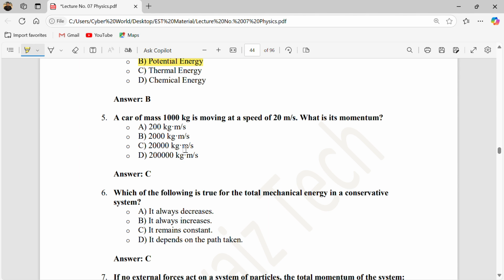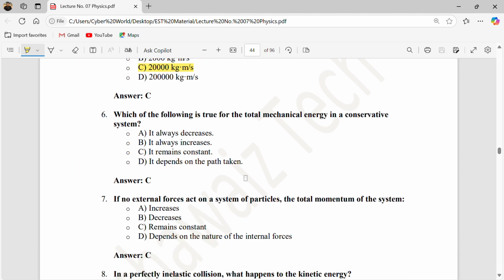What is the momentum? Now you have to find the momentum, and you know that the formula of momentum is P equals mv. The mass is 1000 kg, and the velocity is 20. So 1000 multiplied by 20, you will get 20,000. So the answer is C, which is 20,000 kg meters per second. Okay, so this is the correct answer.